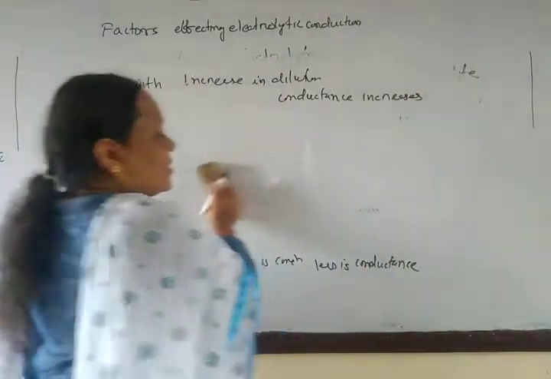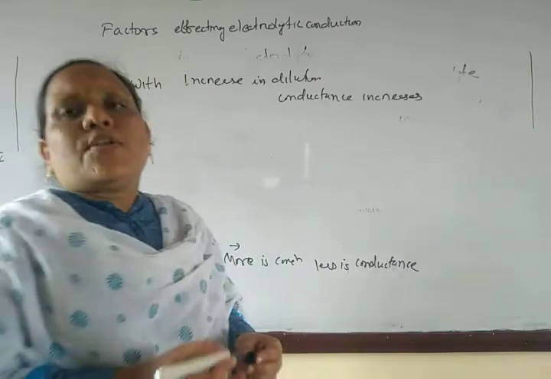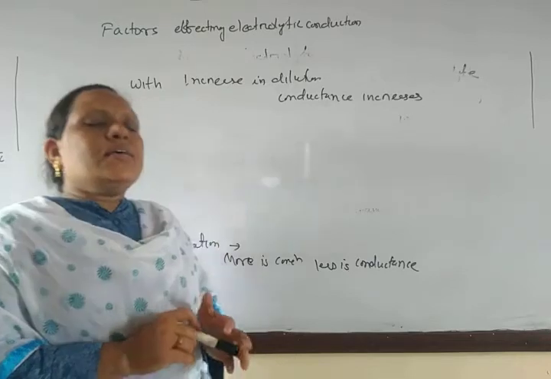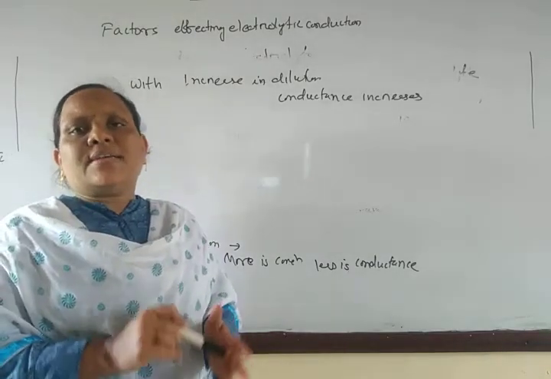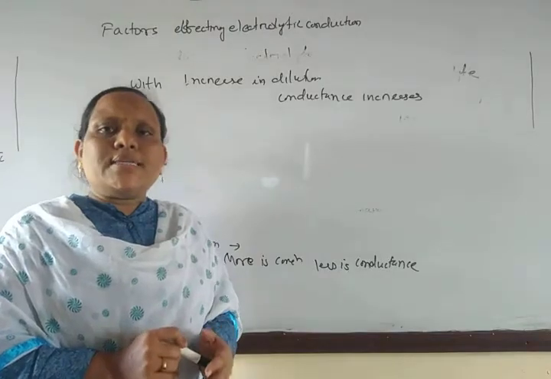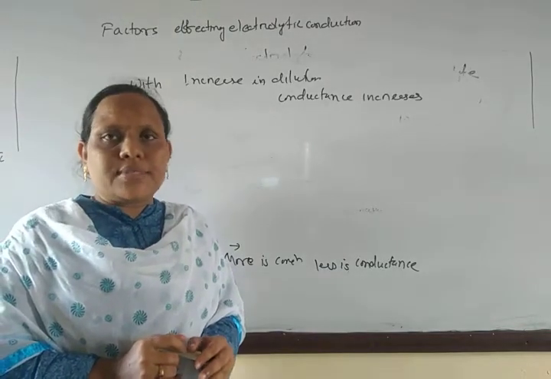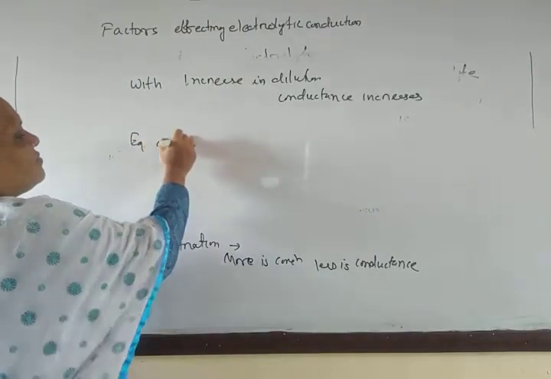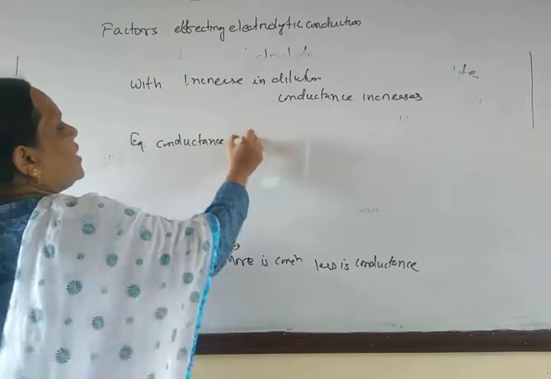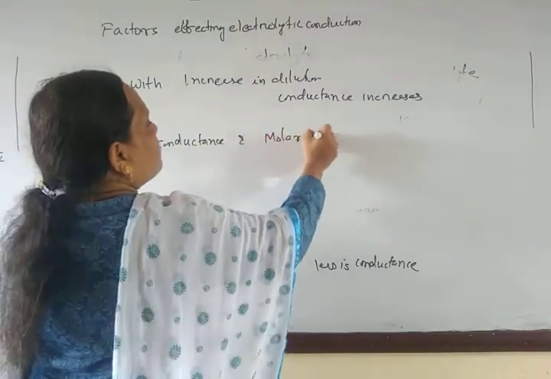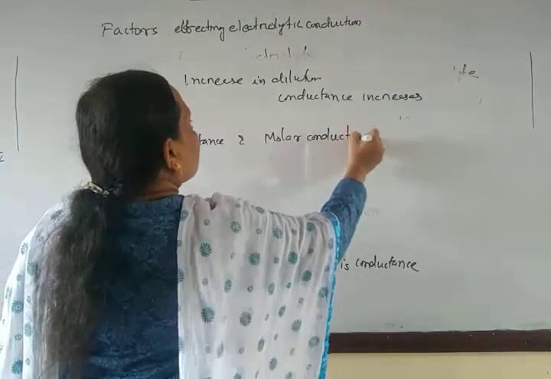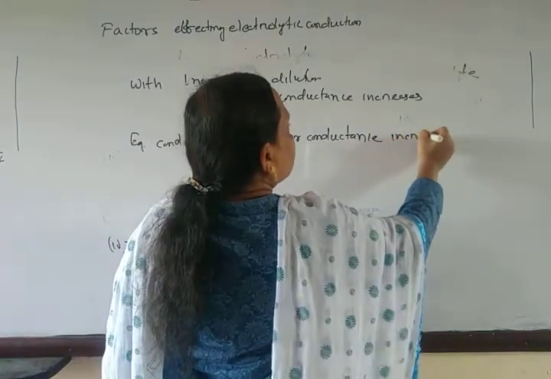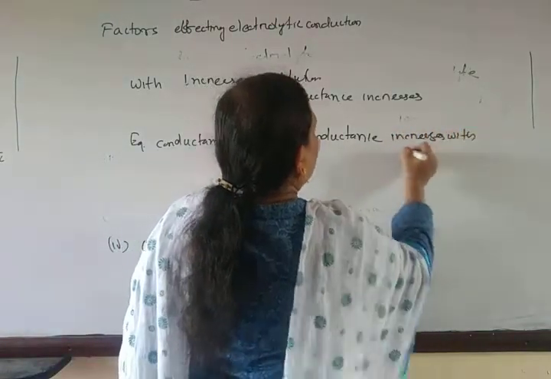But here we have to know three conductance values: equivalent conductance, molar conductance, and specific conductance. The equivalent conductance and molar conductance increase with dilution, whereas the specific conductance decreases with dilution. So remember, the equivalent conductance and molar conductance increase with dilution.